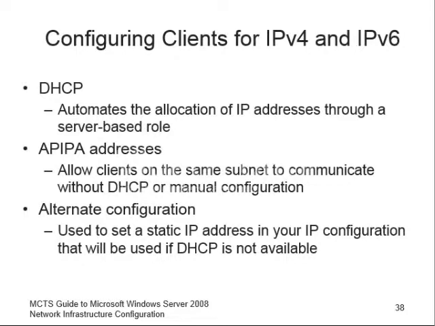Then we have the alternate configuration, which is an additional setting that you can configure along with DHCP. With alternate configuration, you can set up a static IP address in your IP configuration that will be used if DHCP is not available.